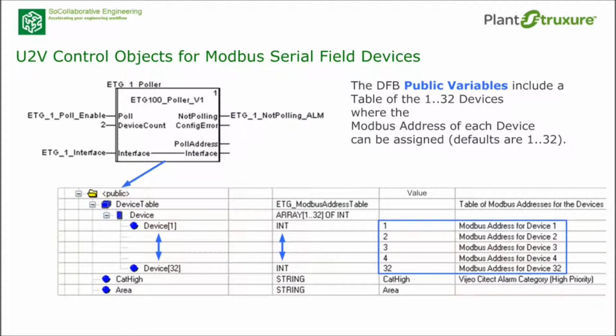Here are the public variables for the poller. These include a table for the 32 devices that can be polled, and the user can assign the Modbus address for each device.